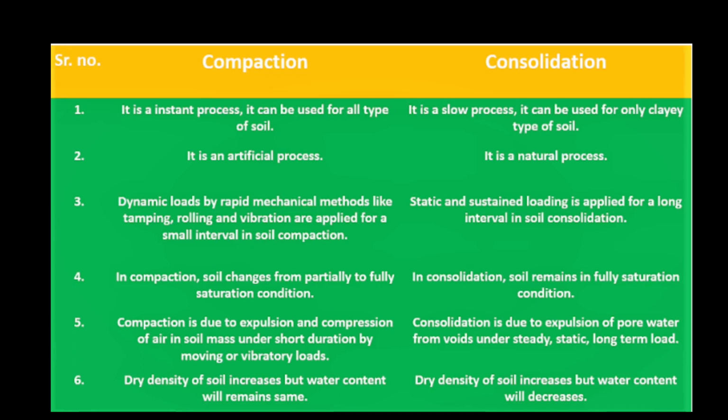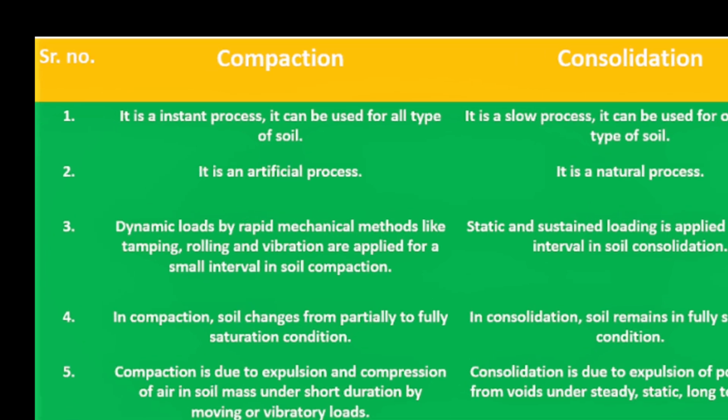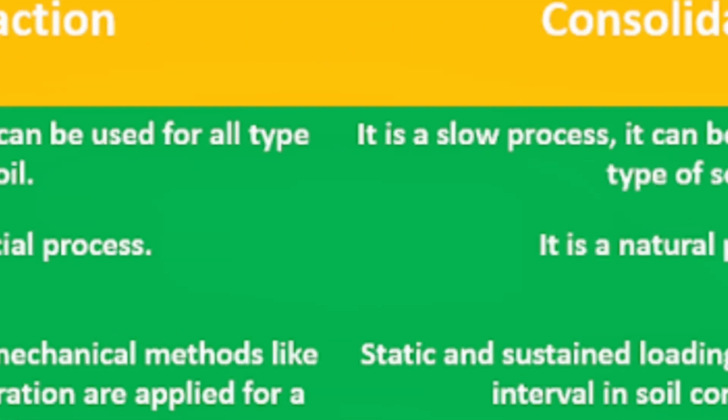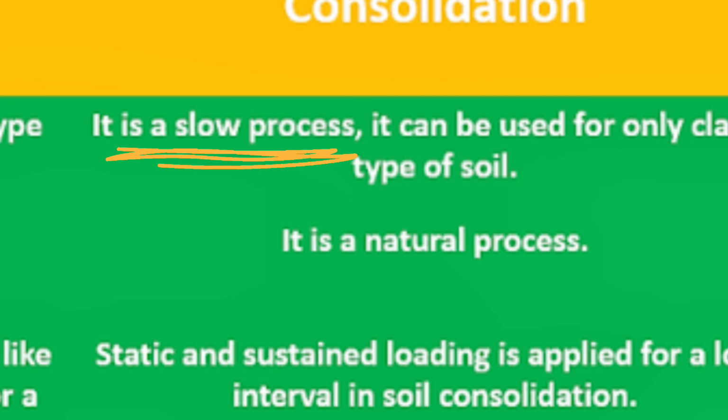So today in this video we are discussing the difference between compaction and consolidation of soil. So let's start the differences. The first point is, compaction is an instant process, meaning it is a rapid process and takes very little time. It is a fast process, whereas consolidation is a slow process, meaning it takes some time.